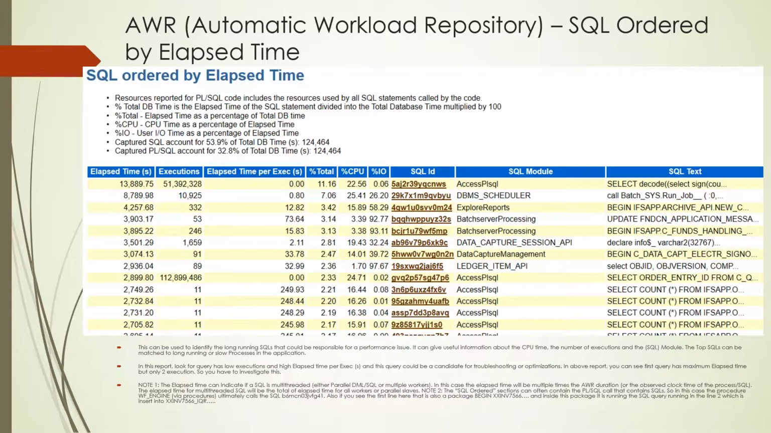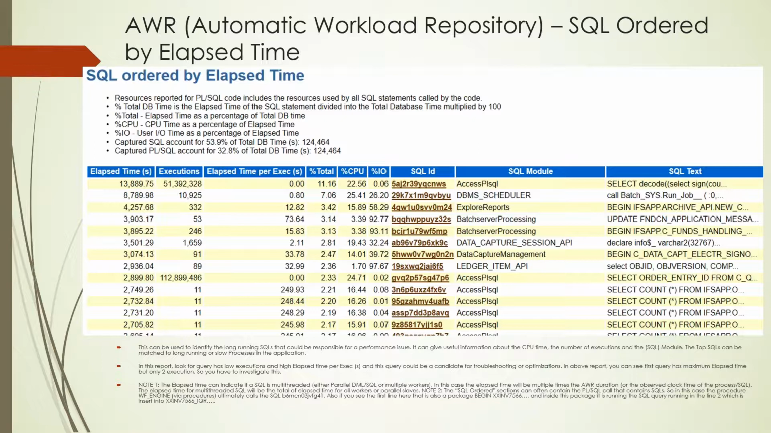Okay, this SQL ordered by elapsed time is again a table used to identify the long running SQLs, which are responsible for performance issues. It gives you useful information about the CPU time, the number of executions, and the SQL module which is being executed. The top SQLs you find in this table can be found in the table below. So it can be matched to the long running or slow process in the application.